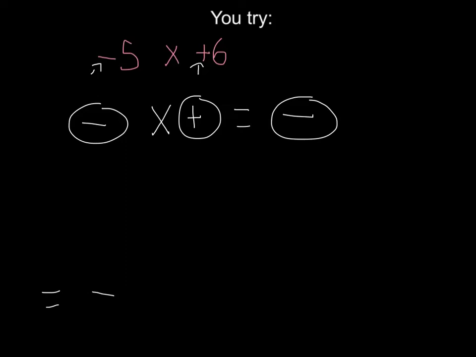Then it says all we have to do is multiply. So we've got a 5 and we've got a 6. 5 times 6 gives us 30. So then our final answer down here is just going to be negative 30. Let's go on to another one.